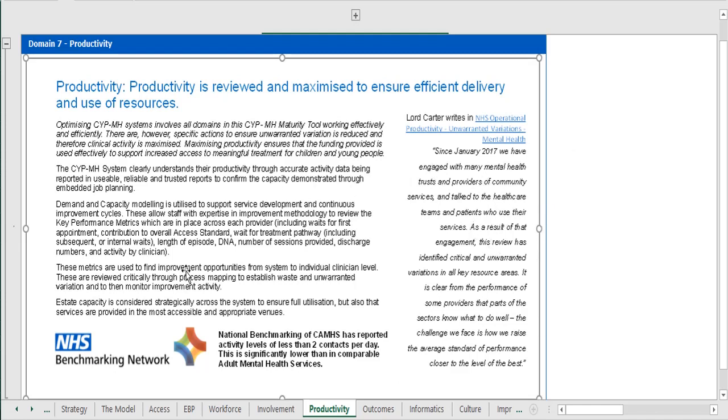Some of the key things, though, when we think about productivity around capacity and demand, around job planning, are really recognised in a lot of what Lord Carter writes about when he talks about the challenge of unwarranted variation and about how we need to really dig into this in mental health services. And the other area that really drives some of the thinking around this is that the national benchmarking position for traditional CAMHS has been found to be less than 2 contacts per day. So that's a really low level of contact rate that we're seeing within services.